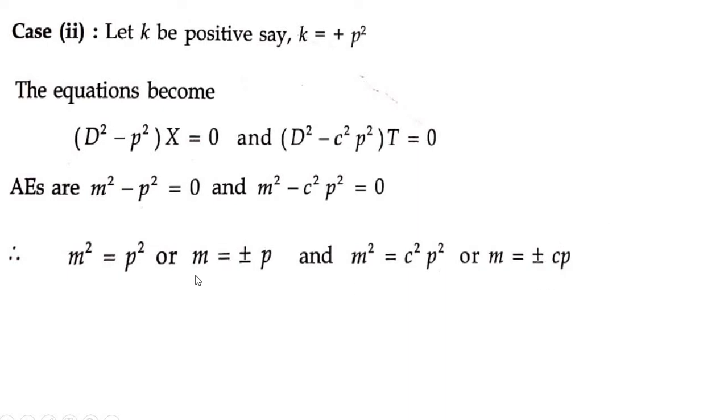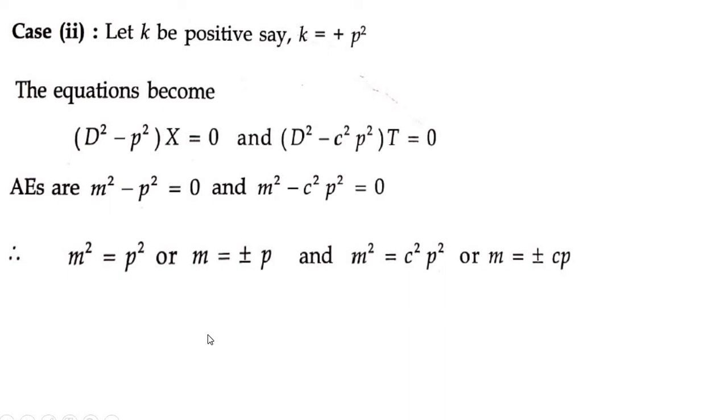So what kind of roots are these? M equal to plus or minus p is for x, and m equal to plus or minus cp you got for the function t. What kind of roots are these? Compare it with alpha plus or minus i beta. Sorry, it is not a pair of complex roots. It is real and distinct roots. Plus or minus p means plus p comma minus p. Here also plus or minus cp means plus cp comma minus cp. So you have real and distinct roots.